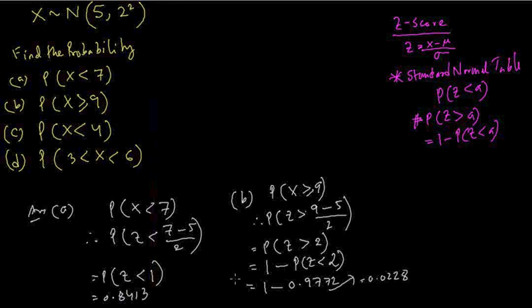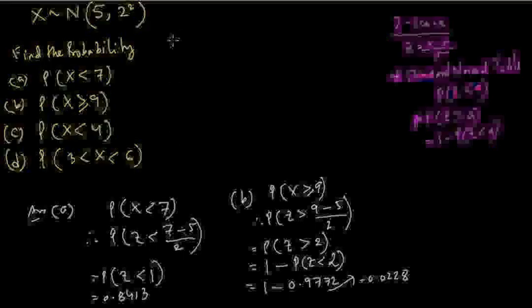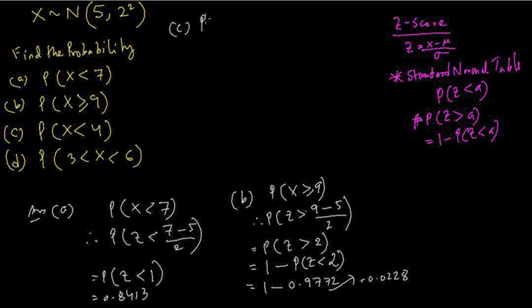0.0228. So this is the probability. You notice the z values are in 2 decimal places and the probabilities are in 4 decimal places. So the next one, question number C, is probability of z is less than 4.